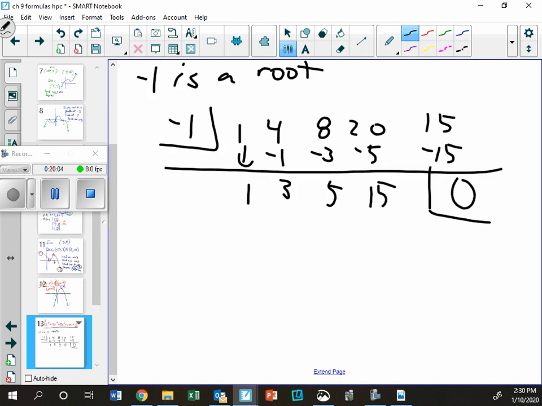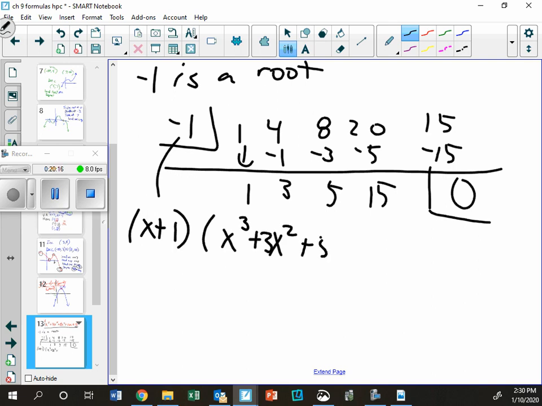So what makes this harder? Well, we have to go all the way. X plus 1 was one of the factors. And this really meant x to the third plus 3x squared plus 5x plus 15. And then keep on factoring. So I'm going to factor this.